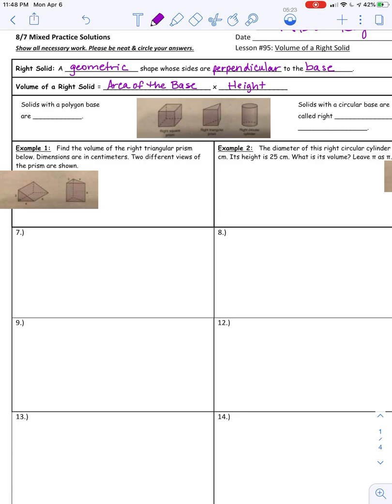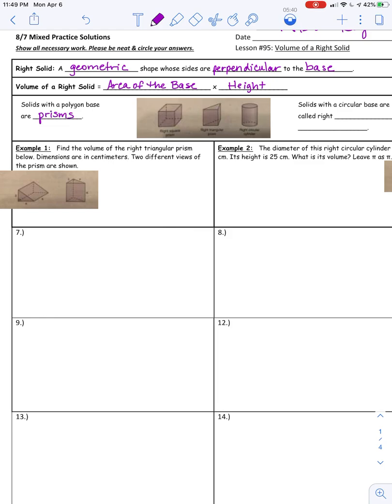Remember that a polygon is made up of straight sides. A polygon is closed. It's not a circle. It could be a square, it can be a triangle. As long as it has straight lines and it's a closed shape, then that's considered a polygon. So solids with a polygon base are called prisms. And we've talked about prisms in the past.